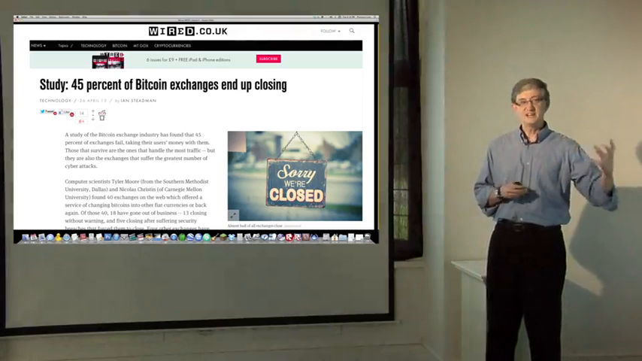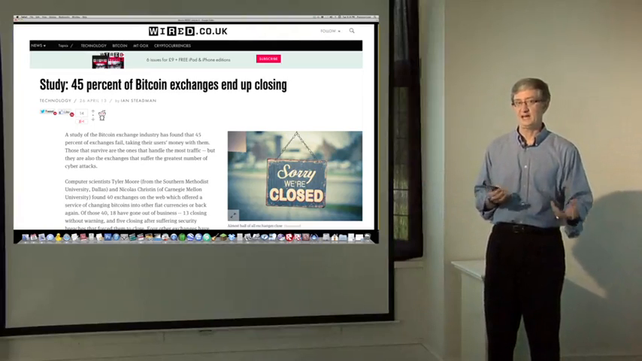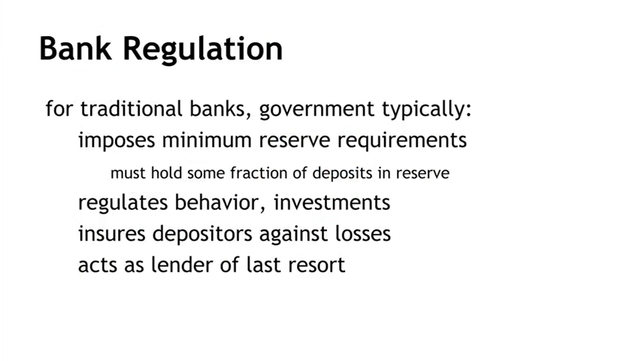Now, connecting this back to banks, we don't see a 45% failure rate for banks in most developed countries. And the reason for that partly is because of regulation. For traditional banks, government regulates in various ways. The first thing that governments do is they often impose a minimum reserve requirement. In the US, this is typically 3 to 10% of demand deposits a bank is required to have in liquid form so that it can deal with a surge of withdrawals if that happens.